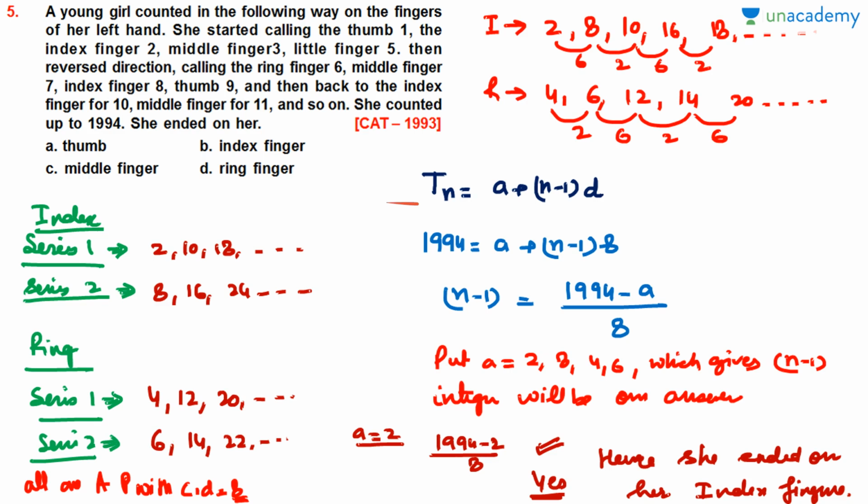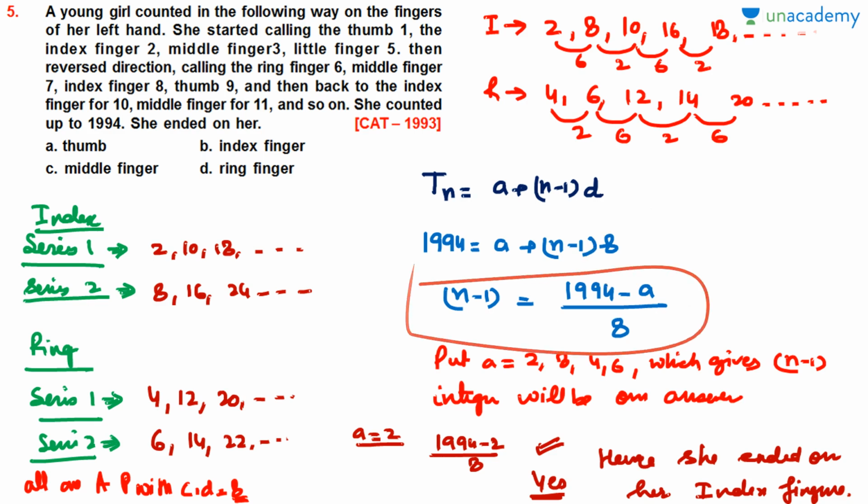So what is the formula for Tn? This is A plus n minus 1 into D, right? What is our last number? In this case 1994, so we put Tn as 1994. Let A be our first number, with n minus 1 into 8. Now take A to this side and divide by 8, this is n minus 1.